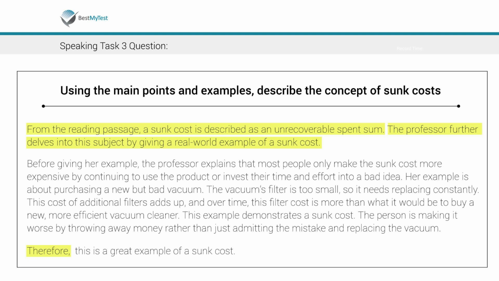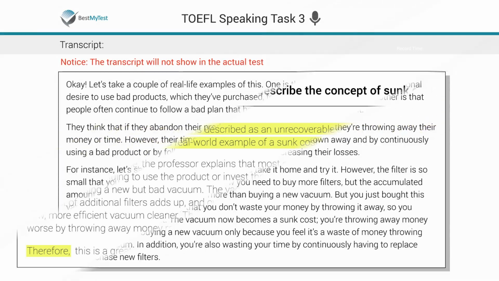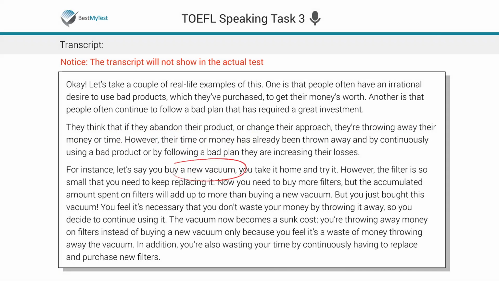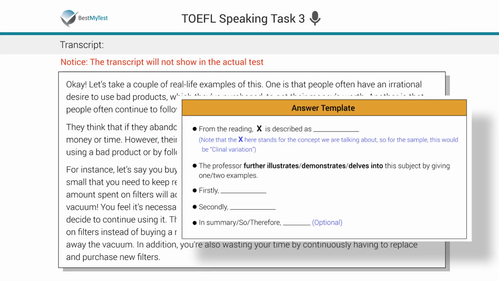Okay, as I'm sure you noticed, in the lecture, the professor only used one example. But in our template, we've got two examples. So it's actually simpler. You don't need to worry about the transition words or giving the second reason. Just want to let you guys know that.